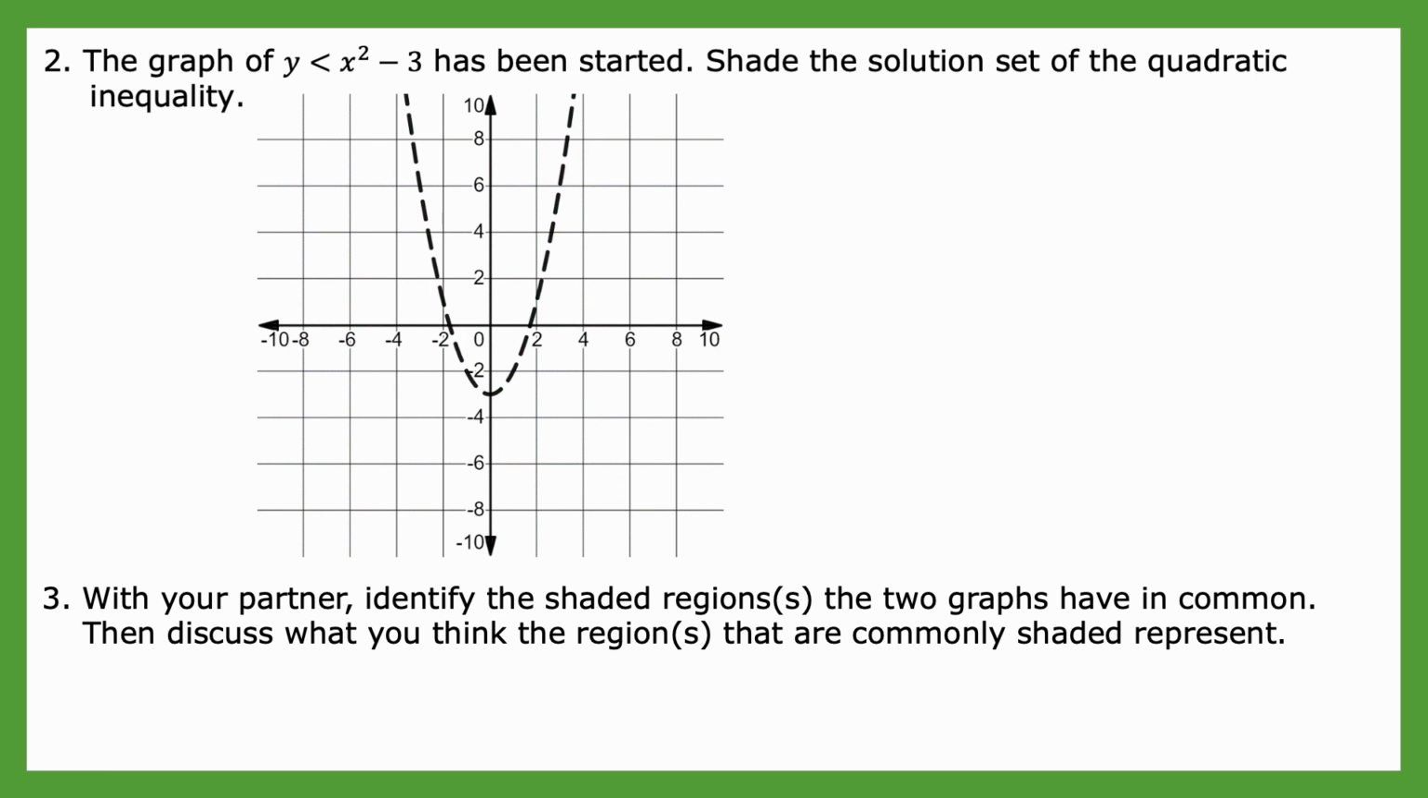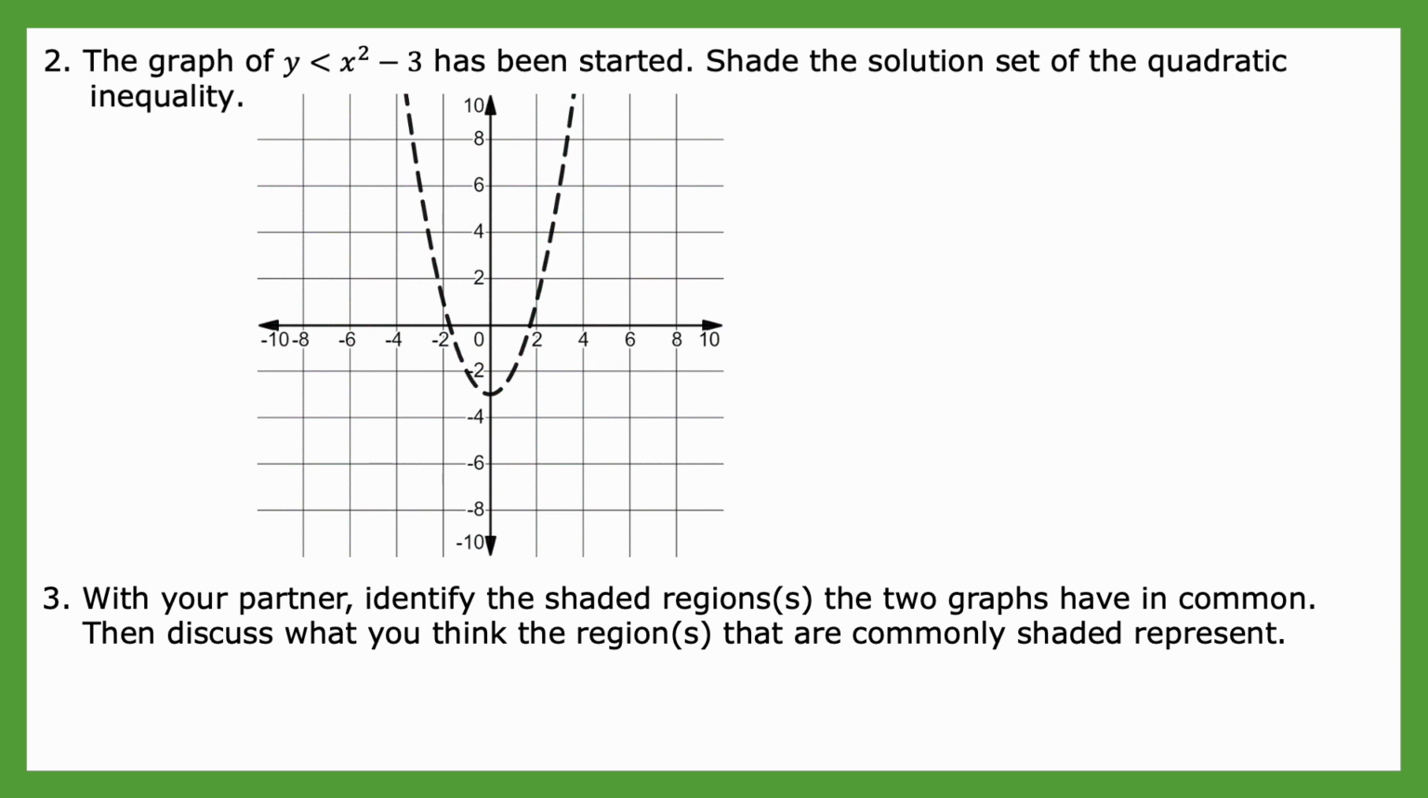Number 2, the graph of y is less than x squared minus 3 has been started. So again, it's a dashed line because we don't have the or equal to. Whenever you have a quadratic function that doesn't have that middle x term, it doesn't have any movement left or right. So that's why the vertex just went down 3.